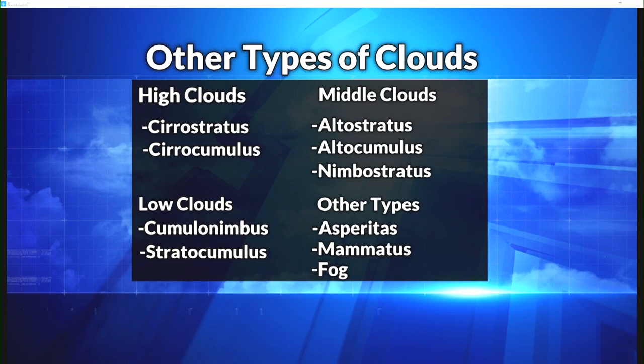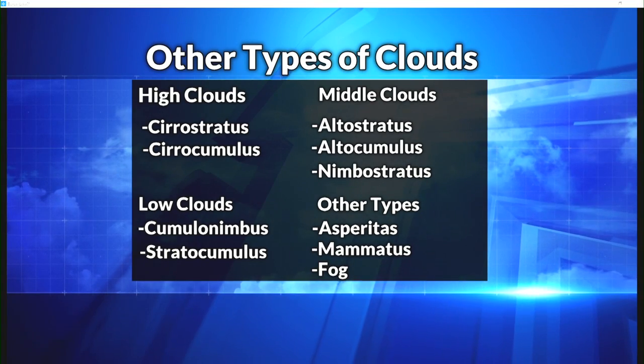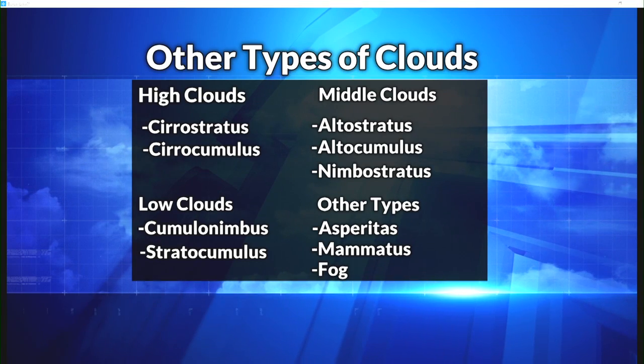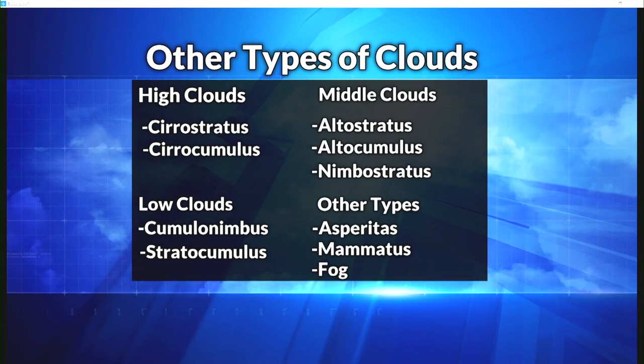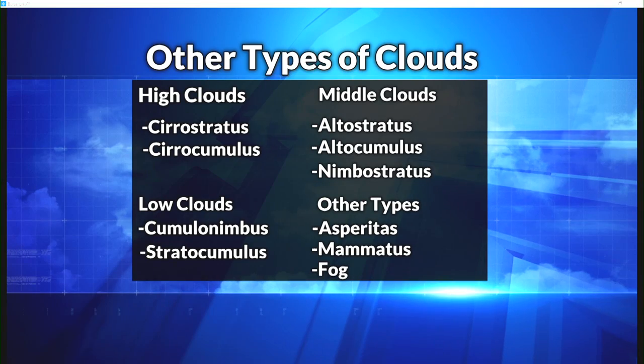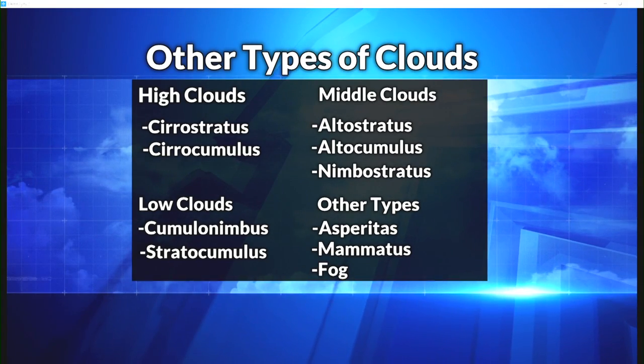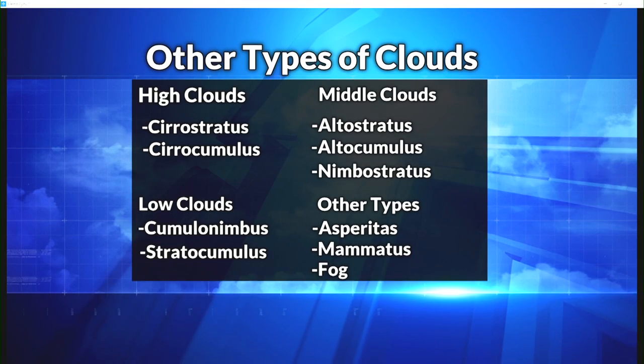As we go into the low clouds, cumulonimbus, stratocumulus, again, these are just qualifiers that break down the height of where they are. And cumulonimbus are the classic thunderstorm clouds. Those big dark ones that you see in the Plains states.